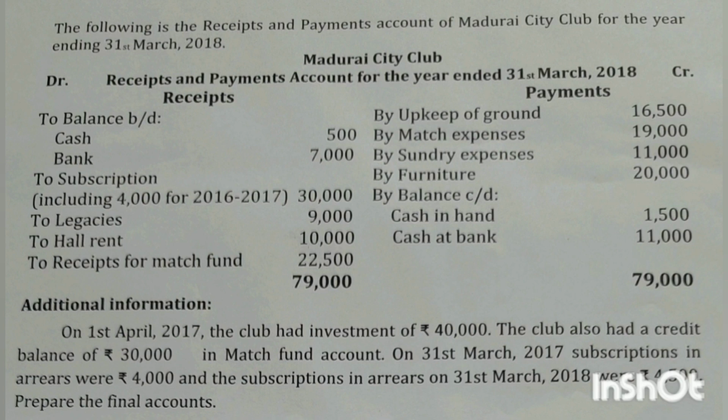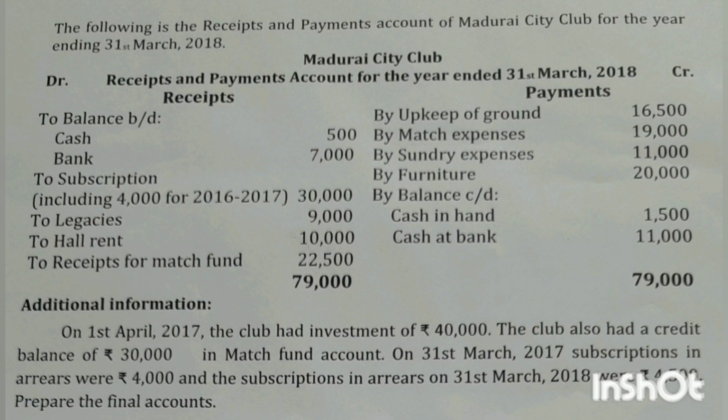Furniture is an asset. This will appear in the current year balance sheet. Finally, at the end, by balance carried down, they have given the closing cash and bank balance 1500 and 11,000. This will appear in the asset side of the current year balance sheet. The total of receipts and payments account shows 79,000. Below that, they have given us some additional information.